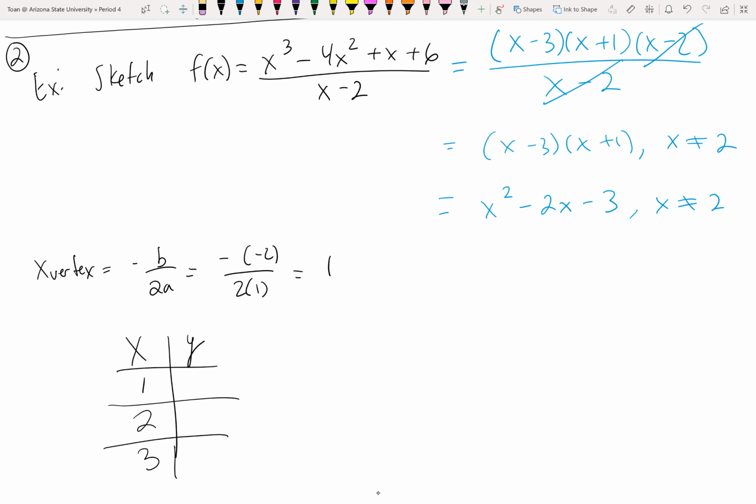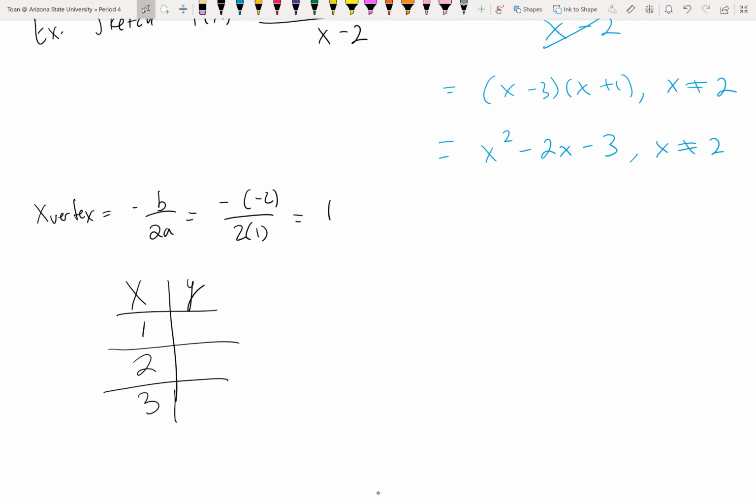We are done with the original. You never turn your back to it. It's long gone, right? You only work with your simplified version. So when I start plugging stuff in to get y values, I'm going to use this, or you can use the factored form because they're the same. So do not use the original, use the simplified version. So plug in a 1, you get a negative 4. Plug in a 2, you get a negative 3. Plug in a 3, you get a 0.